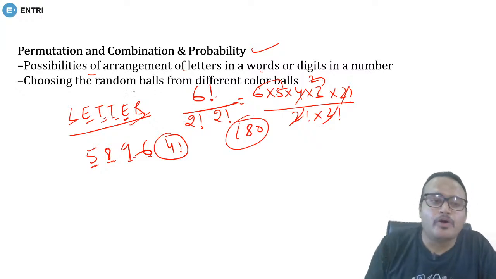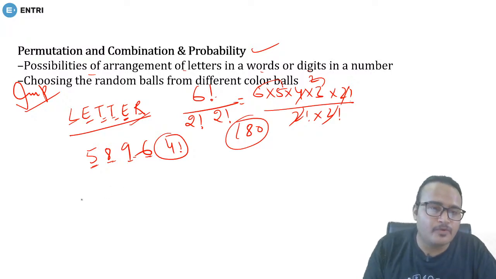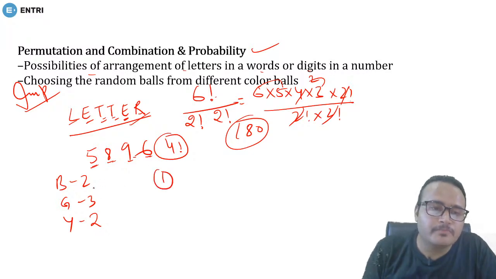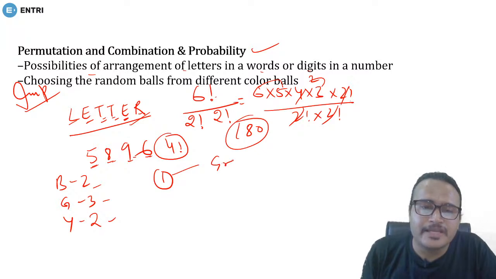Choosing the random balls, this is very important. Choosing a random ball from different colors, like we have blue balls, green balls and yellow balls. Okay, 2 blue balls, 3 green balls and 2 yellow balls. You have to pick one ball from this set, and this ball must be of green color.